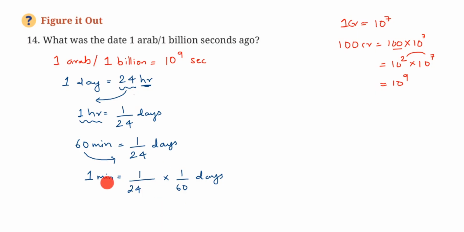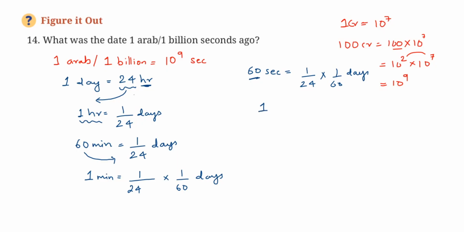Now this 1 minute I want to write in seconds. How many seconds are there? There are 60 seconds. So 60 seconds is equal to 1 over 24 times 1 over 60 days. Now I want to write this as 1 second. So I don't want 60 here, I want 1 here. So again, move the 60 from the left side to the right side. You can divide both sides by 60 or just use the transpose method.